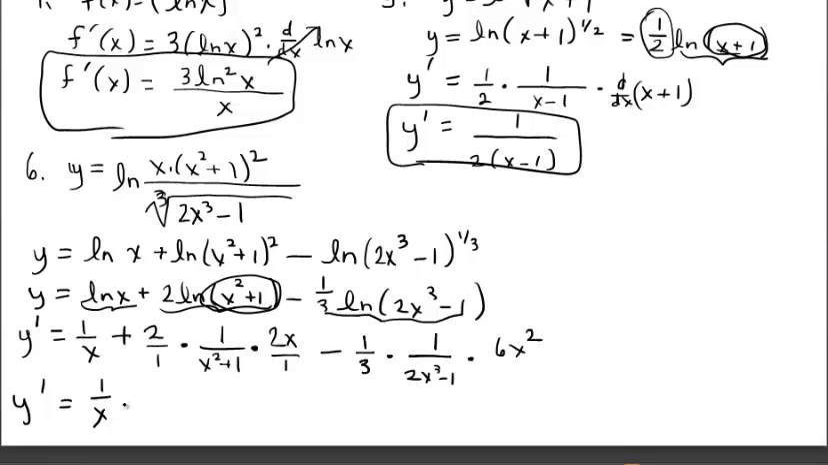1/x plus, looks like I would have 4x over quantity x² plus 1. It appears that this is going to be minus, should be a plus. Another fraction here. Appears that I can cancel 3 in here twice, so I think I have 2x² over 2x³ minus 1. Okay, so we've just practiced finding the derivatives of natural log functions, the parent function and a composite function.